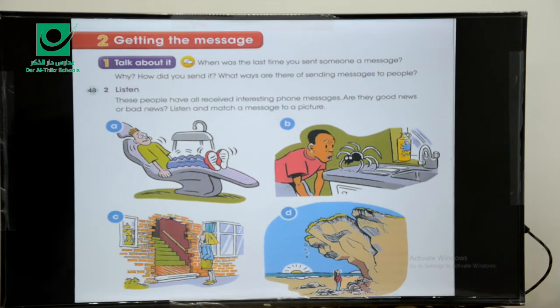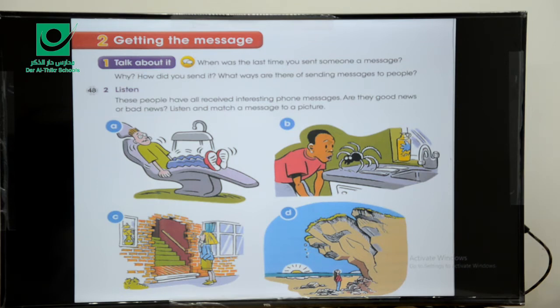Talk about it. Now, when was the last time you sent someone a message? Okay, tell yourself, when was the last time you sent someone a message? Why did you send that message? How did you send it? Is it an email? Is it a text message? Is it a normal letter? Is it a voicemail? What ways are there of sending messages to people?